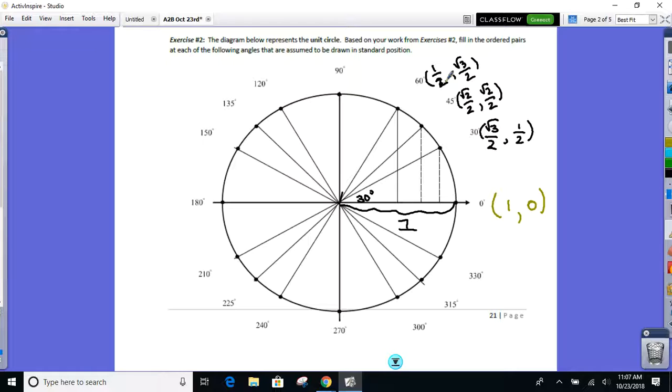Can you go to 90 for me? I'm going to ask somebody what's the coordinate at 90. Remember, all those radii are how long? 1 unit. So I'm going up 1 unit right now. So what's the coordinate at 90 degrees on the unit circle?